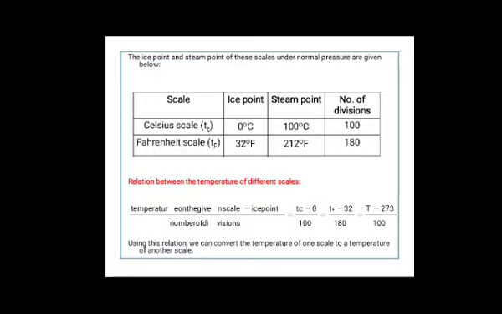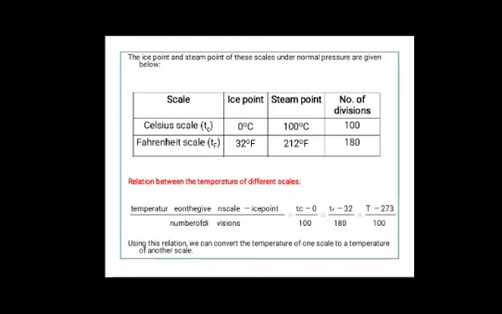If we remember this formula, that is Tc divided by 100 is equal to Tf minus 32 divided by 180 is equal to T minus 273 divided by 100, we can convert the temperature of one scale to the temperature of another scale. So here Tc means what? Temperature on Celsius scale. Tf means temperature on Fahrenheit scale. And then capital T is temperature on Kelvin scale.